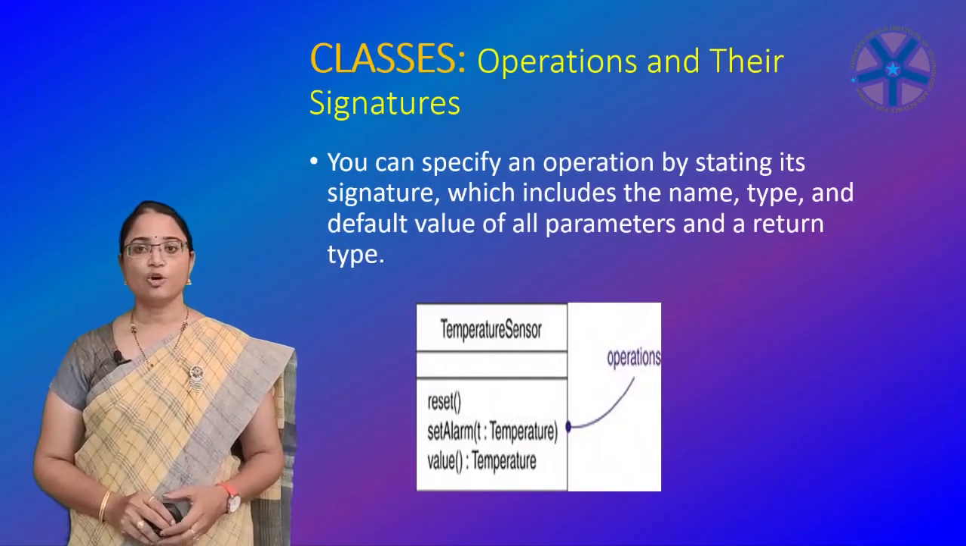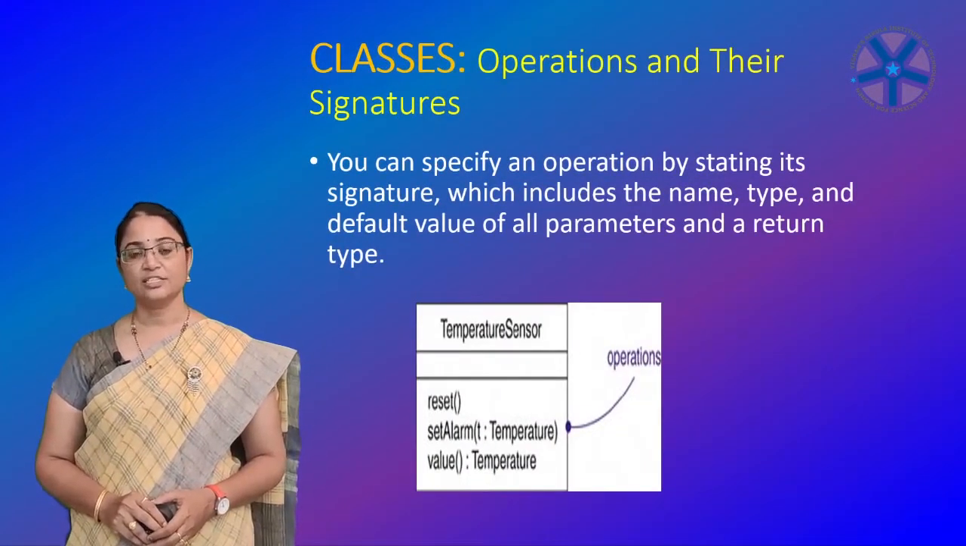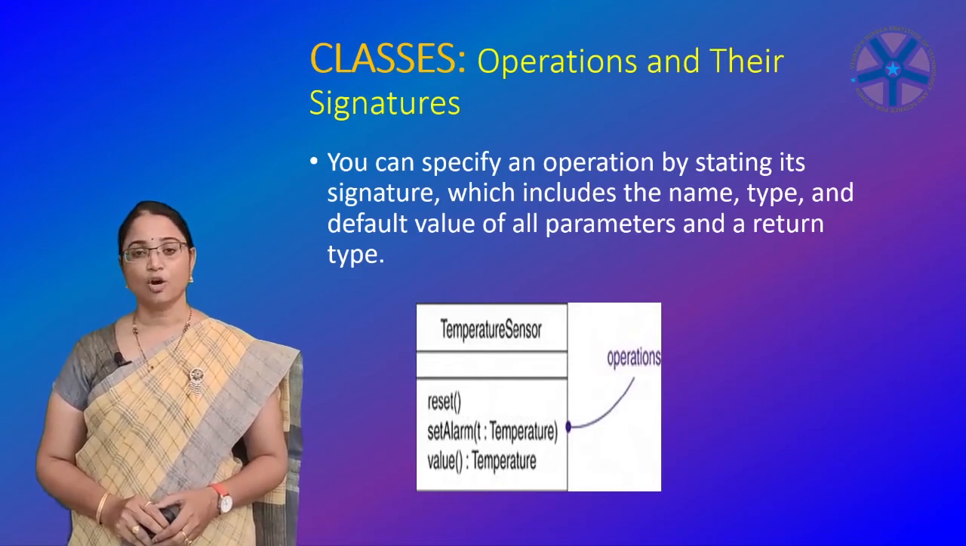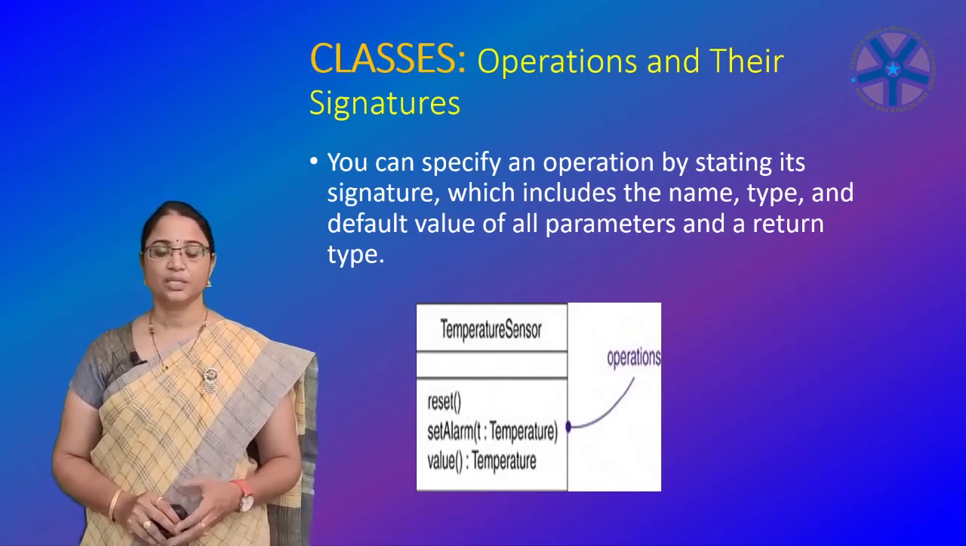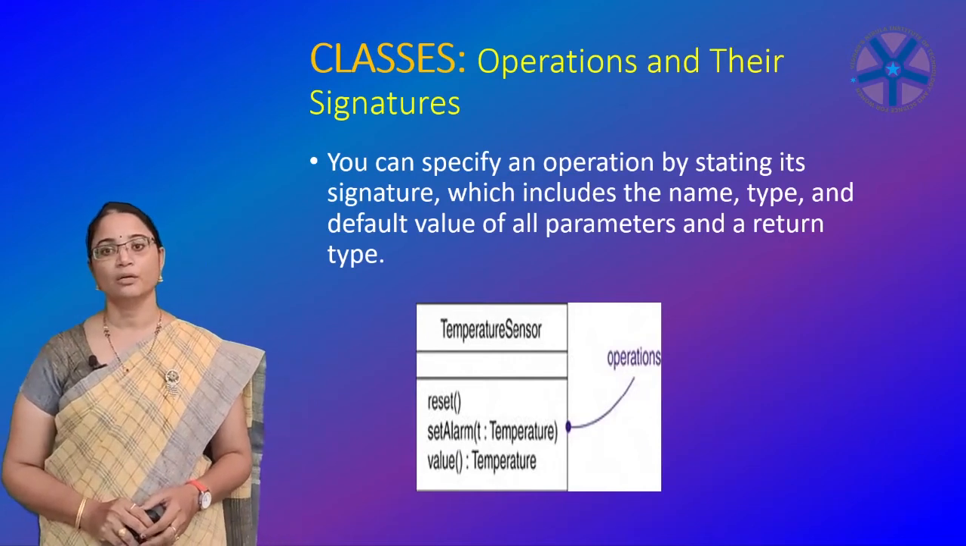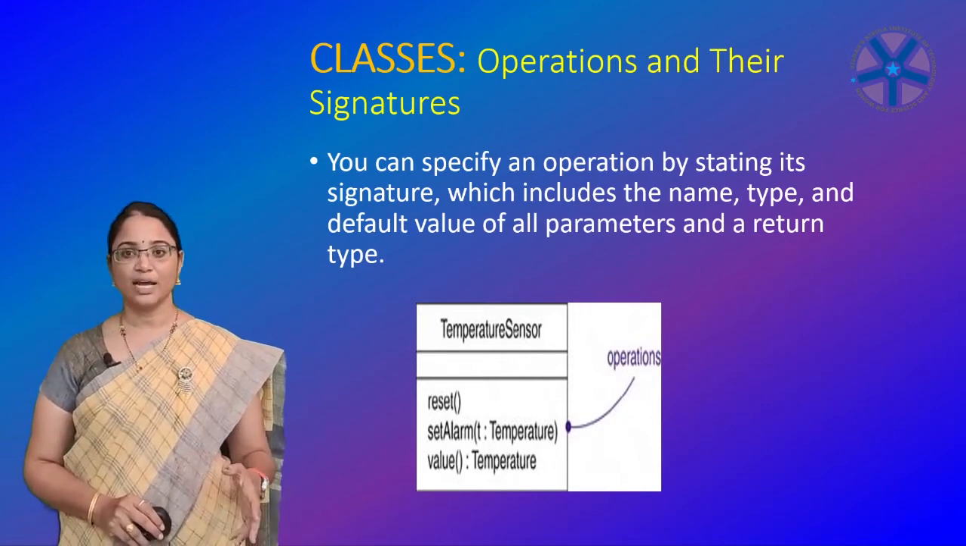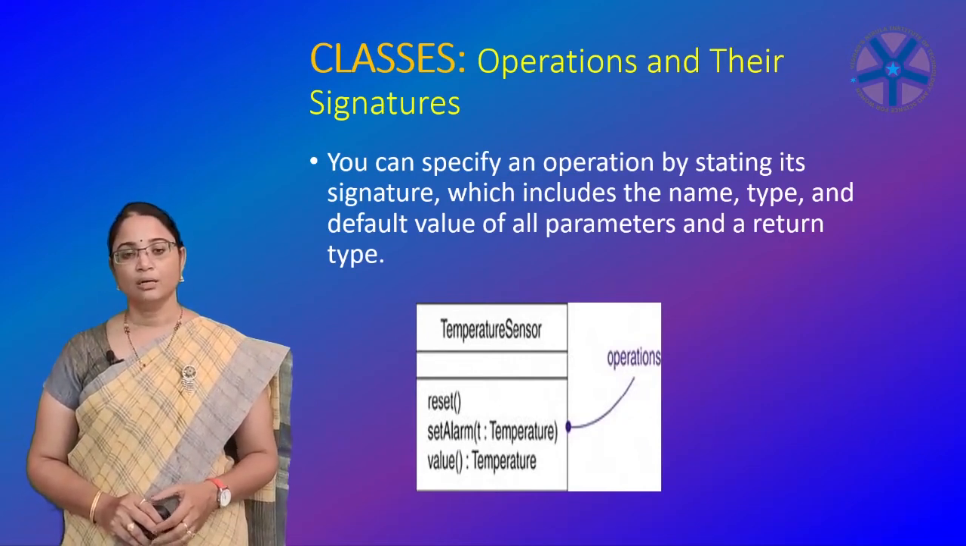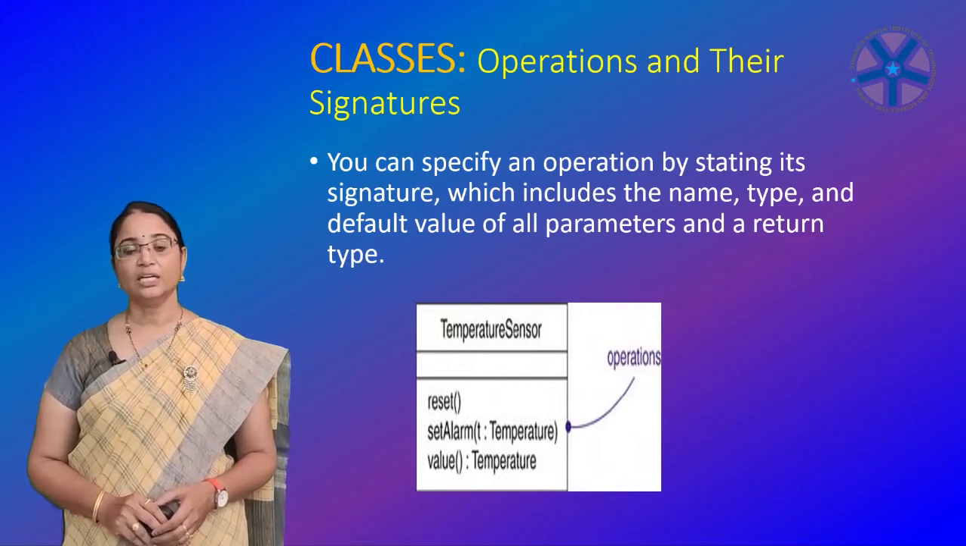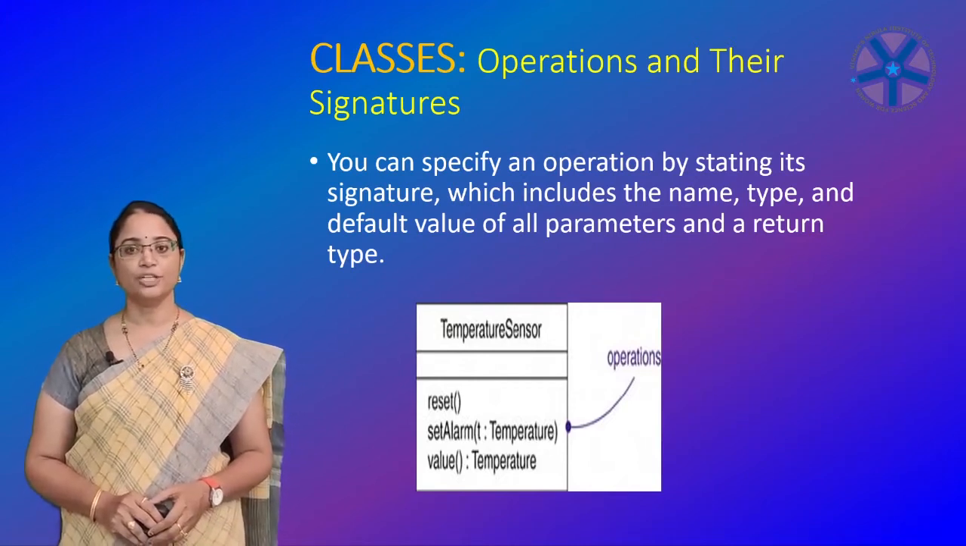You can specify an operation by stating its signature. As I told you before, the operations will have some signatures. Here we are going to discuss that topic, which includes the name, type, default values of the parameters, and a return value also can be used in the operations.